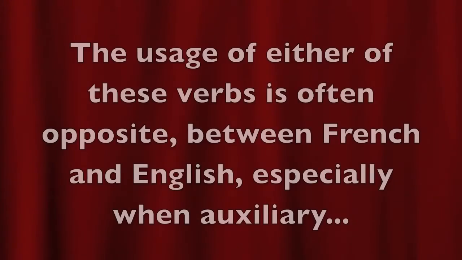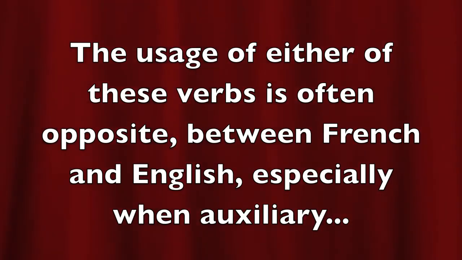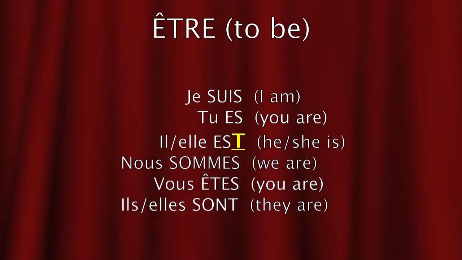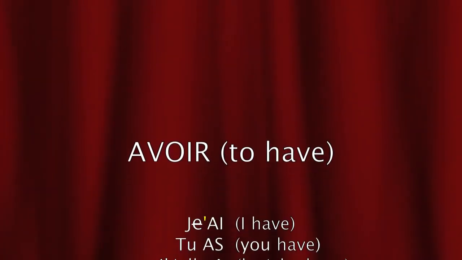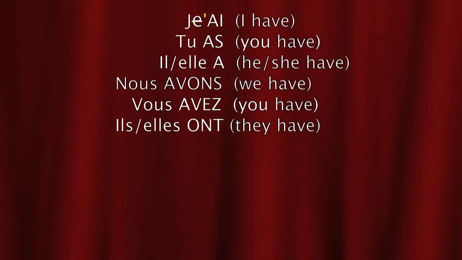So, before we see which situation indicates the use of être or avoir, which is very often different and opposite in English, let's just see how those two verbs are conjugated. For the verb être: je suis, tu es, il ou elle est, nous sommes, vous êtes, ils ou elles sont. As for the verb avoir: j'ai, tu as, il a, nous avons, vous avez, ils ont.